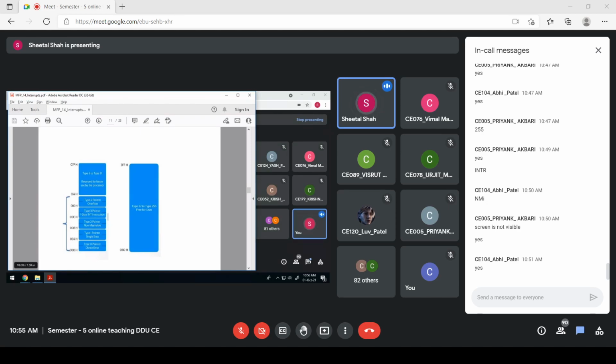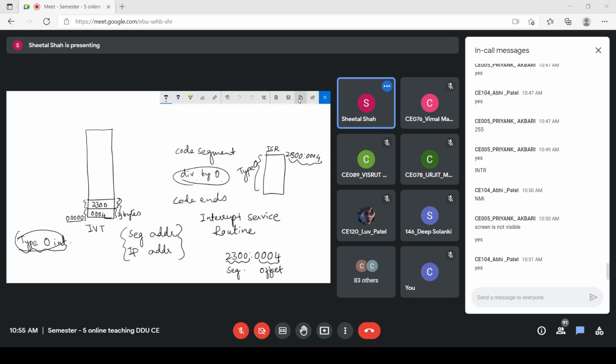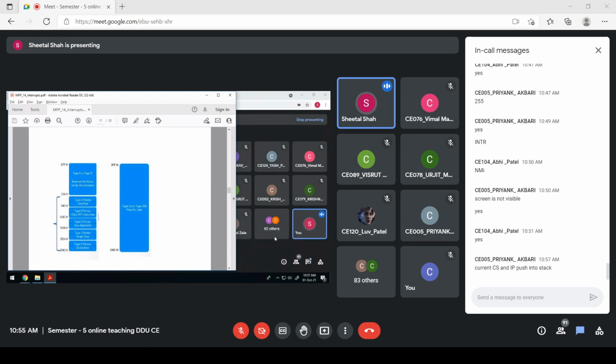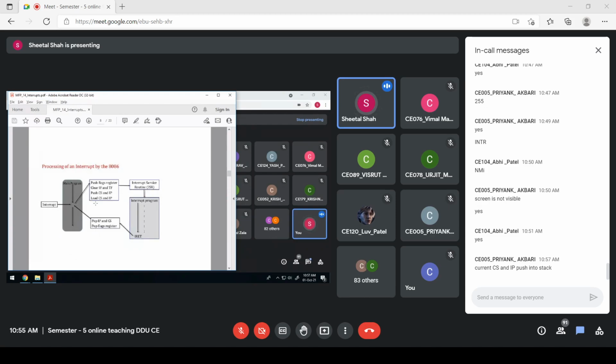When an interrupt would be generated, what steps are followed by the processor? See, the very first step is that the flag register value would be pushed onto the stack. It clears the interrupt flag as well as the trap flag. Are you getting this? Then it pushes the CS and IP values, the code segment register's value as well as the instruction pointer value. Both of them are pushed onto the stack.